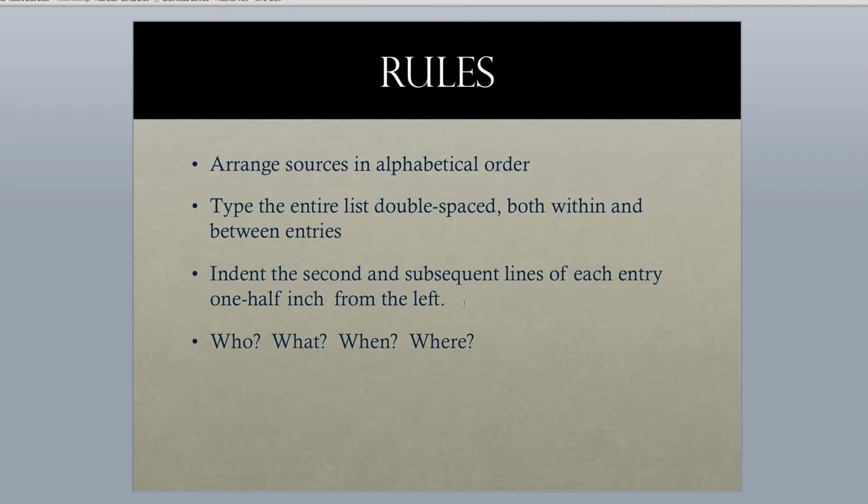The second or subsequent line of each entry is going to be indented. So if you have 2 or 3 lines, the second and the third line would be indented under the first line of the entry. And all you have to really think about when it comes to works cited is who wrote it, what is it, when was it written, and where can I find it? That's the basic information that's going to go into a works cited page.